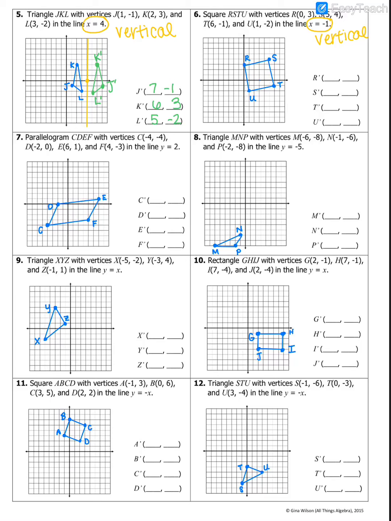So we're looking at that line. Okay, so make sure that everything that we do is referencing that one. So R is 1 unit to the right, so I'm going to go 1 unit to the left, and that's going to be R prime. S is 1, 2, 3, 4, 5, 6 to the right, so I'm going to go 6 to the left of the red line, so 1, 2, 3. So about right there.